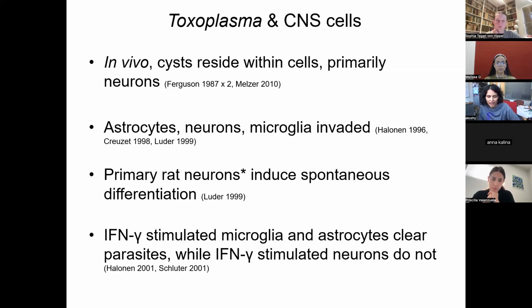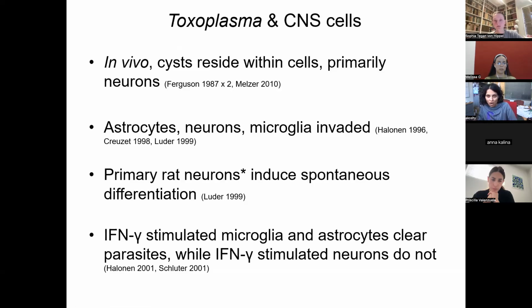And then interferon gamma stimulated microglia and astrocytes had been shown to clear parasites, while interferon gamma stimulated neurons did not. And these were done by 2 different labs, but just in the same year. And we'll come back to that later.